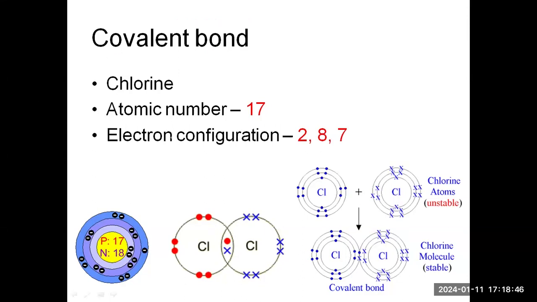So this is the chlorine atom as we discussed just now, sharing of electrons, one pair of electrons. So it has got a single covalent bond.